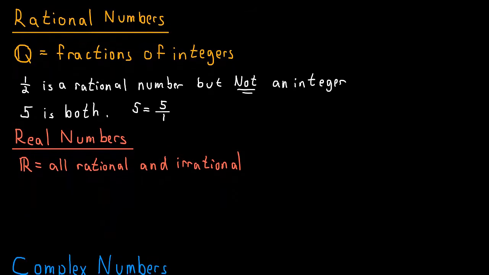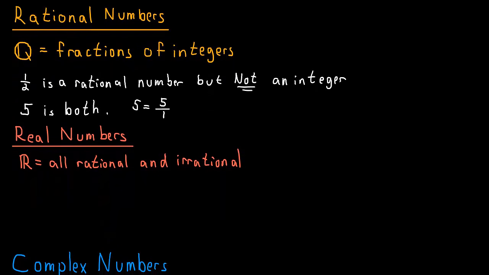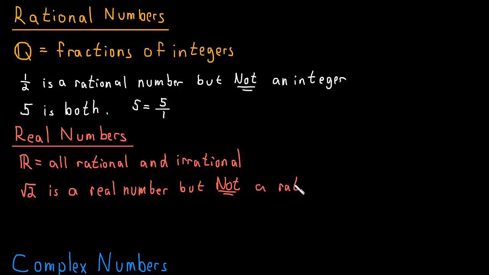In fact, all the integers are rational numbers. Now, what about things that are not rational numbers? Well, the square root of 2 is not a rational number, but it is something called a real number. So real numbers are all the rational numbers, all the fractions, and there are these mysterious things like the square root of 2 and the square root of 3, and numbers that we call irrational.